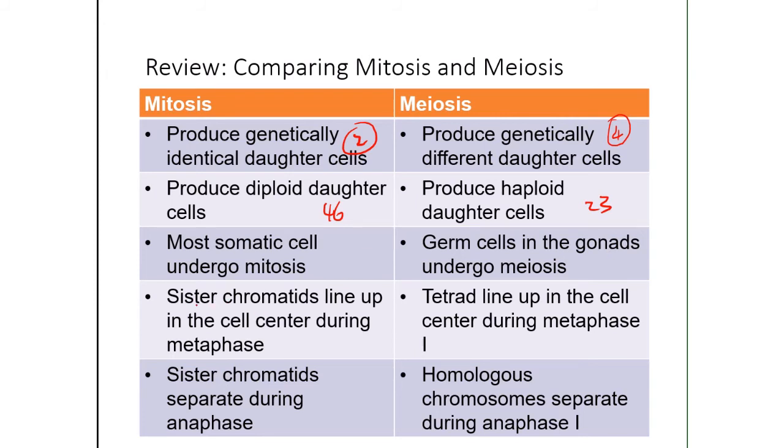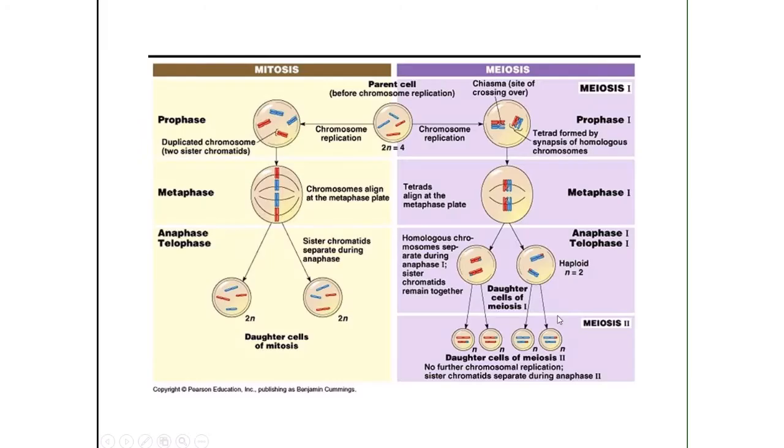In mitosis, particularly in metaphase, the sister chromatids line up in the cell center. However, in meiosis, in metaphase I, it is the tetrad that lines up in the middle. I'll show you a graphical diagram on the next slide to show you exactly how this would look different in mitosis and meiosis. And also in anaphase, the sister chromatids will separate, but in meiosis, the homologous chromosomes separate during anaphase I. So that's what it will look like in a diagram.